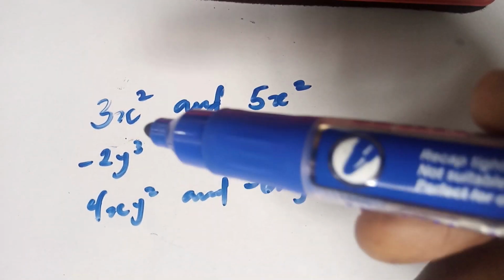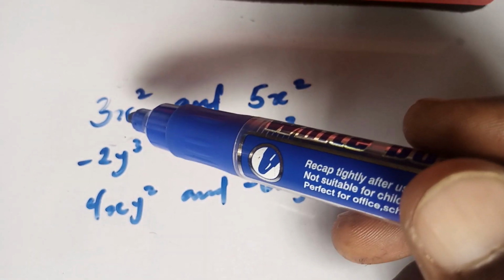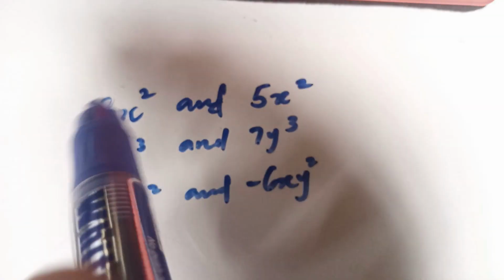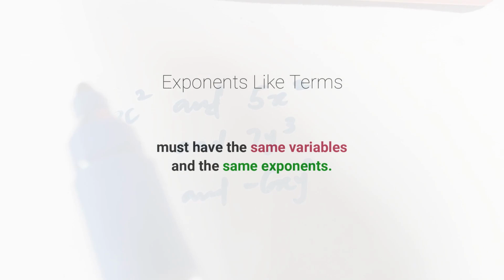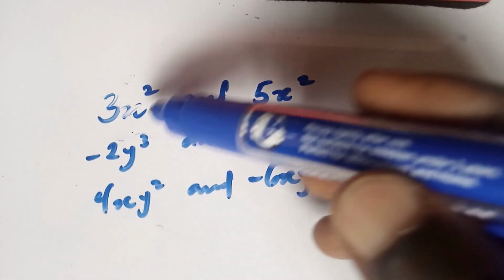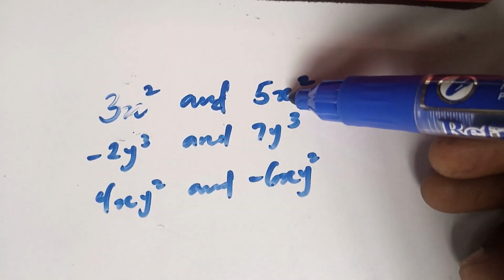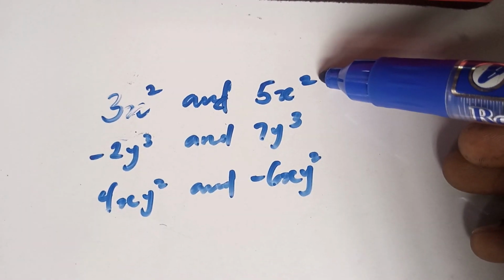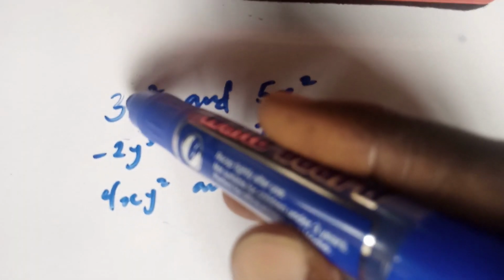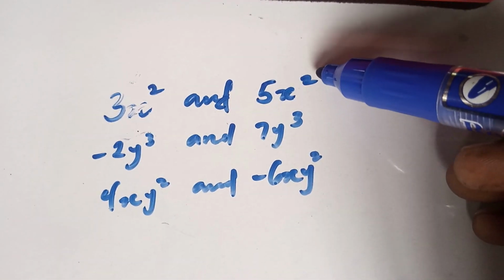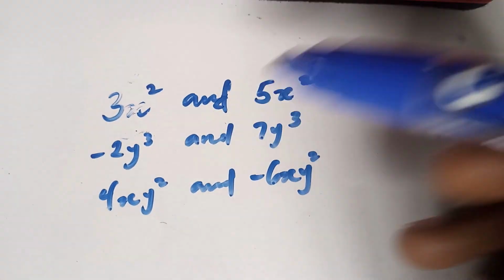As you might already know by now, we have some terms that have exponents. Now how do you know if those terms are like terms? The first thing is that like terms must have the same variables and the same exponent. Like this one, we have x raised to power 2. We have the same variable here, which is x, and we have the same exponent here. The coefficient doesn't matter. Just check the variable and check the exponent. If it's the same, then they are like terms.